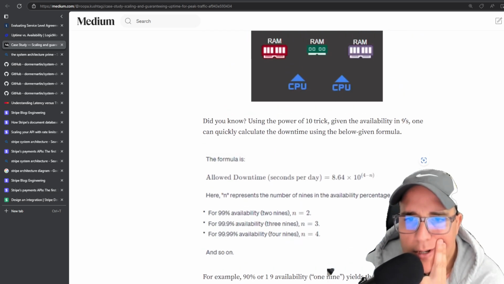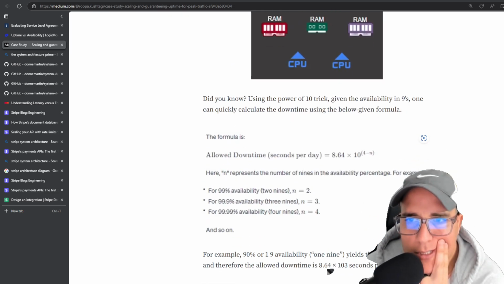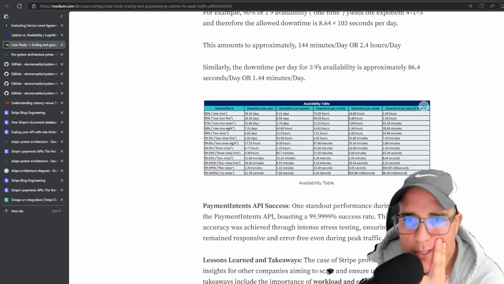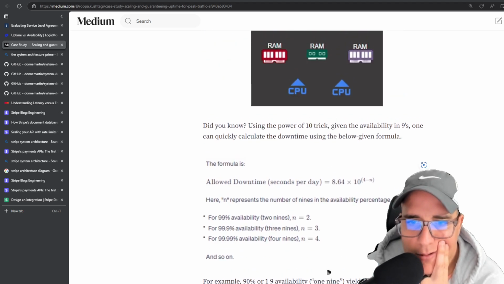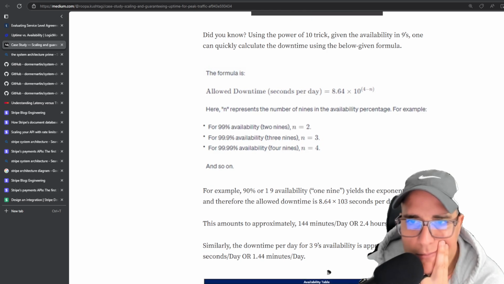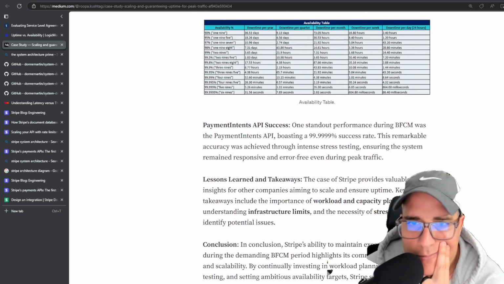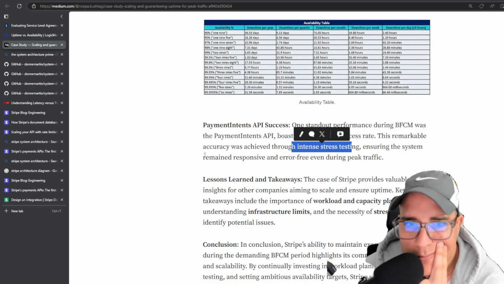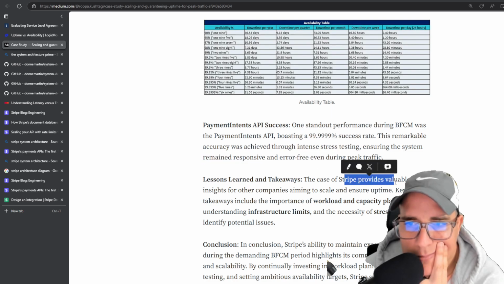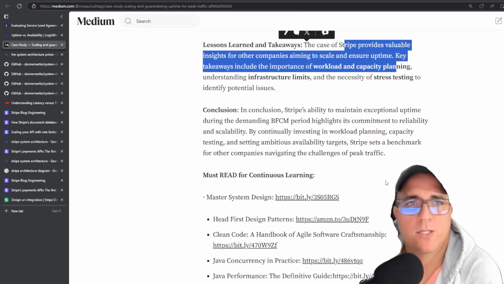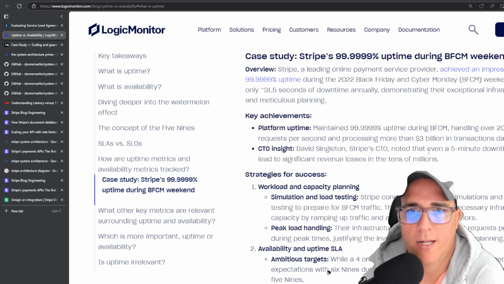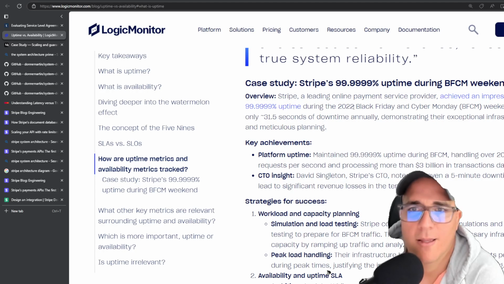I stopped reading because I found this, but it doesn't give me any information on how this was done. He's just explaining availability metrics. That's all. Yeah, this is just the same thing that is highlighted here, which is insane.